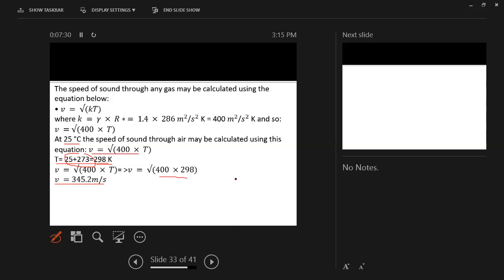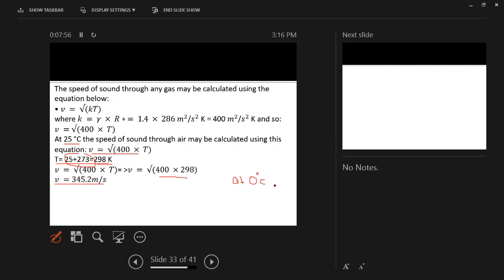At 0 Celsius, the speed of sound is around what? You can do it. You can multiply 400 times 273, and then put that inside of the square root. When you get the square root of it, you are going to get 330 meters per second.